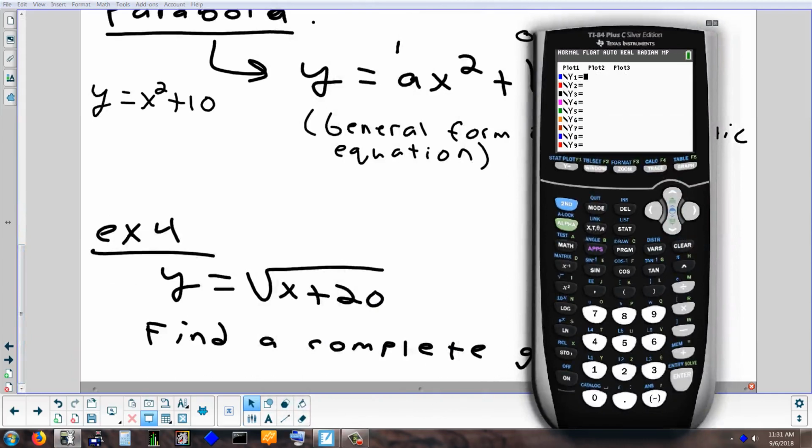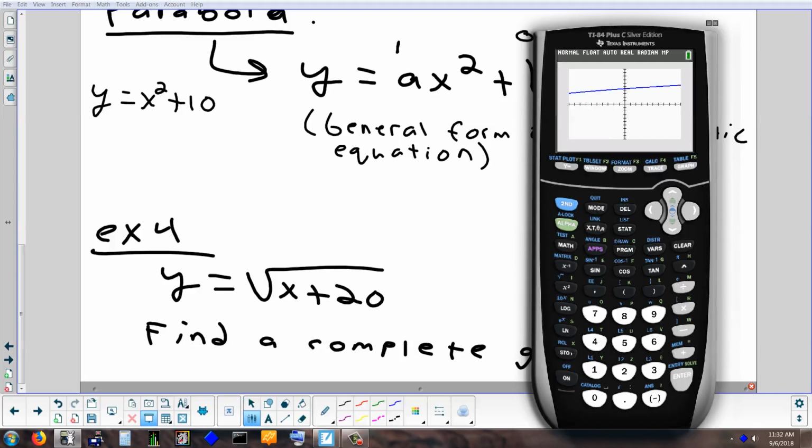All right, so I'm at a standard window. I did zoom 6 when I just typed in what I did, so I'm back to negative 10 to 10 now. So I'm going to do square root of x plus 20. If you want to see what I'm about to see, then press zoom 6. All right. That's not a good window at all, because from practice, I know what a square root is supposed to look like, and it's not supposed to look like that.